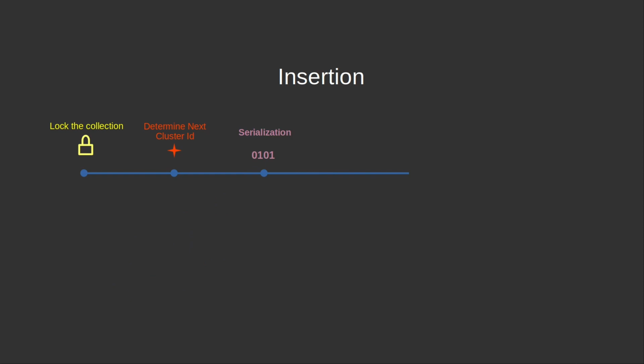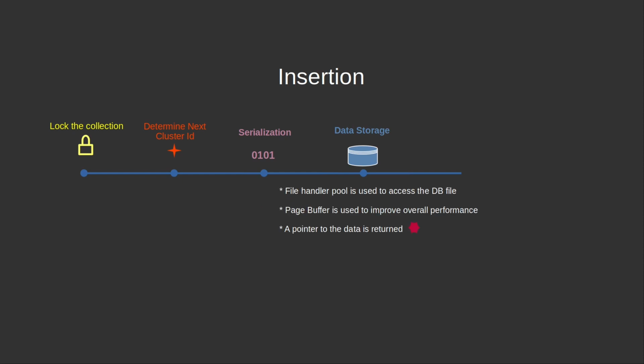After that, we go for the serialization. So we should convert the object that we want to store into the database to a byte array. Next, we have data storage, and again, the file handler pool is used to access the DB file. Here we use page buffers as well to improve the overall performance. And after we store the data on disk, we have a pointer to where the data is stored.